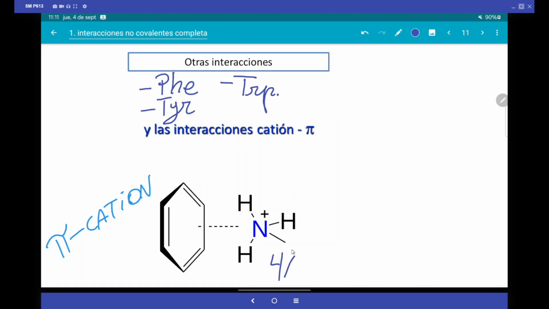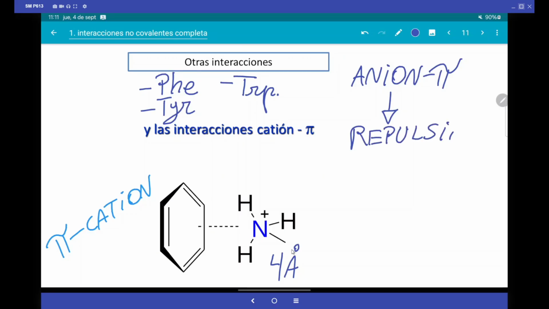These interactions are at great distance and are weaker than the hydrogen bond interactions. And there the question is, what would happen with an anion-pi interaction? Very well, then we are going to say that an anion-pi type interaction would actually be a repulsive interaction, but cation-pi is attractive. So there is no attractive anion-anion interaction.